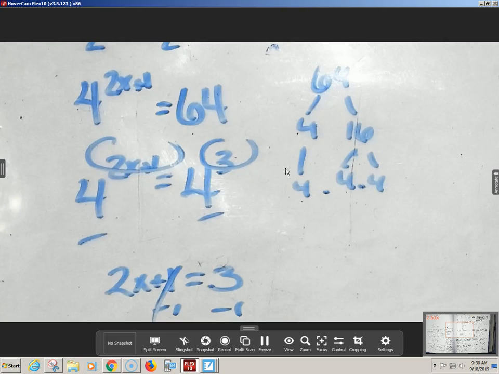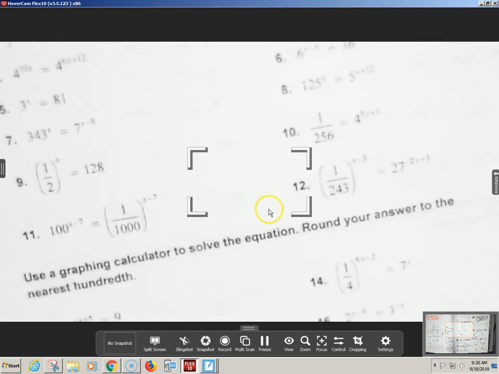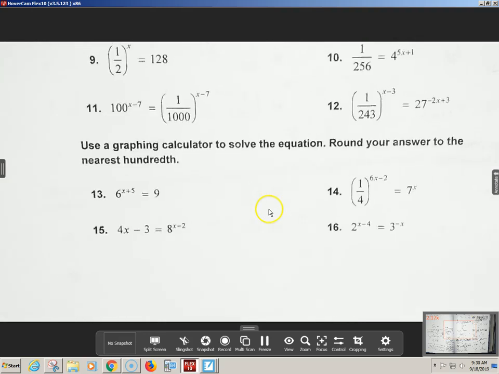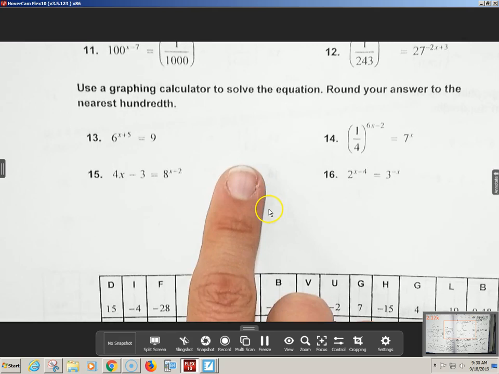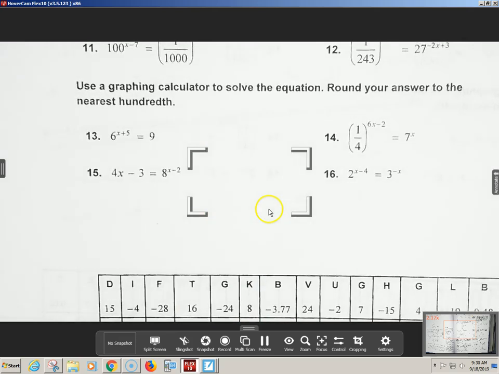Hey guys, I need you to go down to numbers 13 through 16. Time out. I figured out there are ones on this worksheet that are impossible for you guys to do by hand. Can you go down to number 13 real fast? I didn't read the graphing calculator. Do you see the graphing calculator down here below? Okay, pause and look down here in the worksheet, 13 through 16.